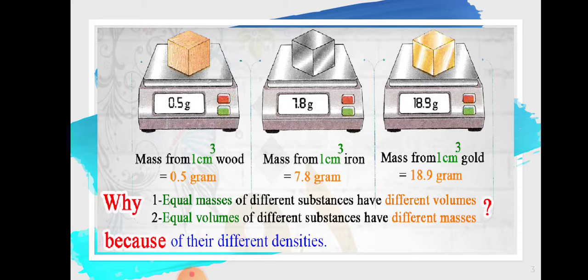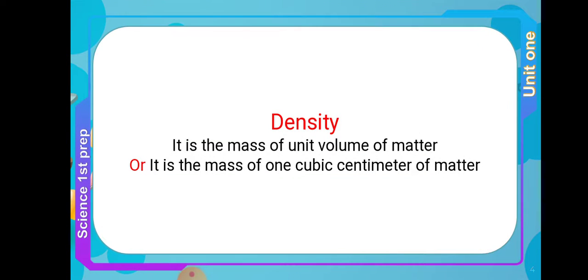Why? Because of their different densities. What is meant by density? How can we define density? Density is the mass of a unit volume of matter, or it is the mass of 1 cubic centimeter of matter.